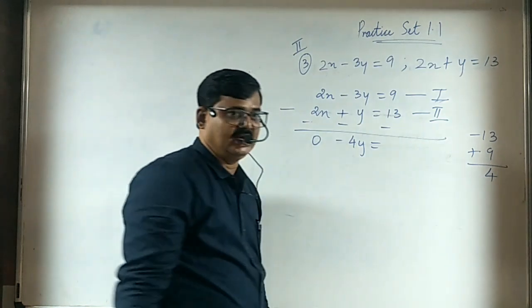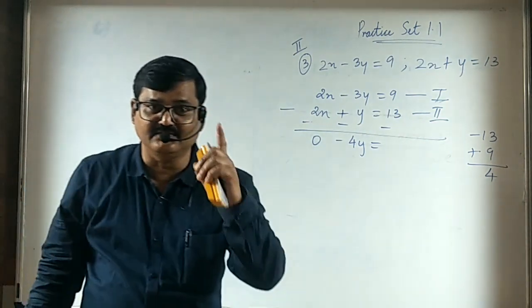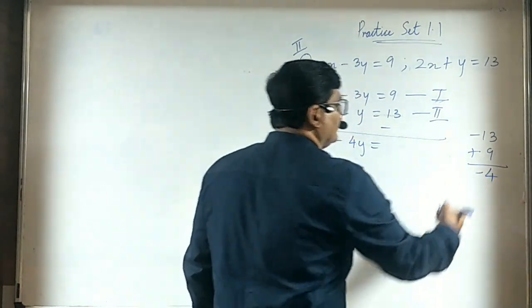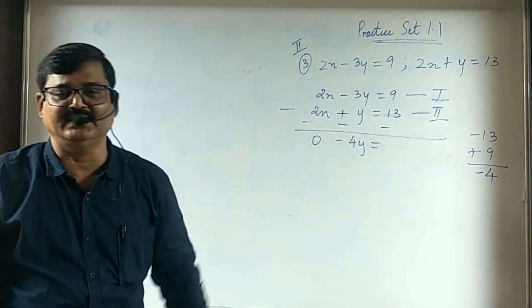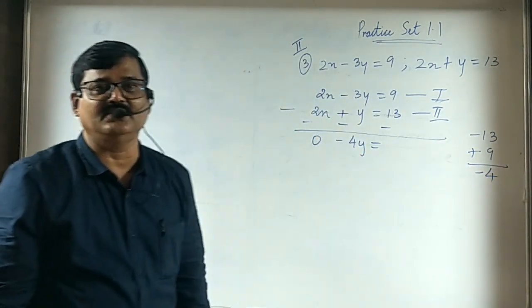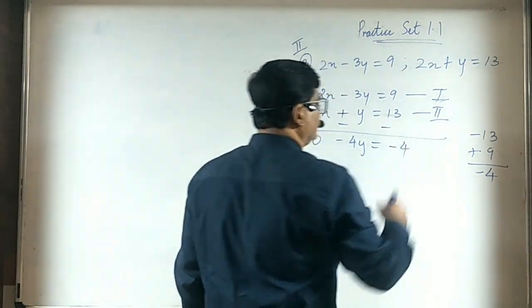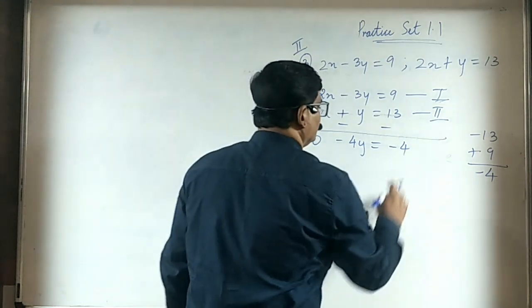But here I told you that over there you have to write the sign of the bigger number. Do you remember? Sign of the bigger number. So the bigger number is 13, and 13 is having a minus sign, so your 4 will have the minus sign. So here if you check this out, again you are getting minus 4.